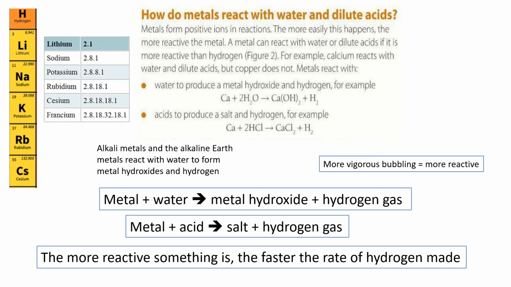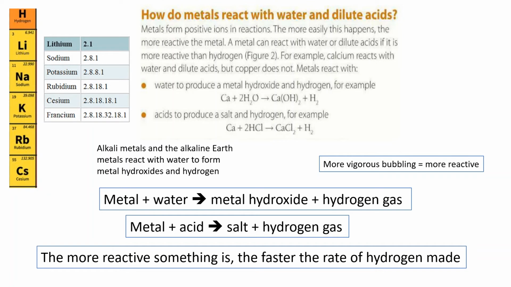Alright, so how do metals react with water and dilute acids? Now, metals form positive ions in reactions. If you remember, group 1, group 2 and all the transition metals are less than group 4, so they are on the left hand side of the periodic table. Because they have fewer than 4 electrons in the outer shell, they will usually form positive ions. The more easily this happens, the more reactive the metal.